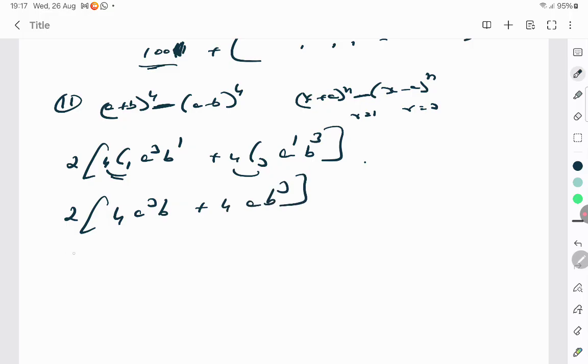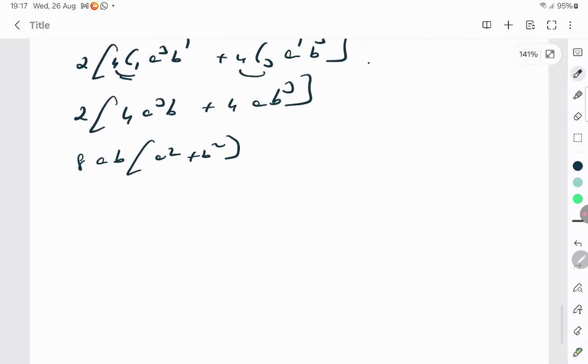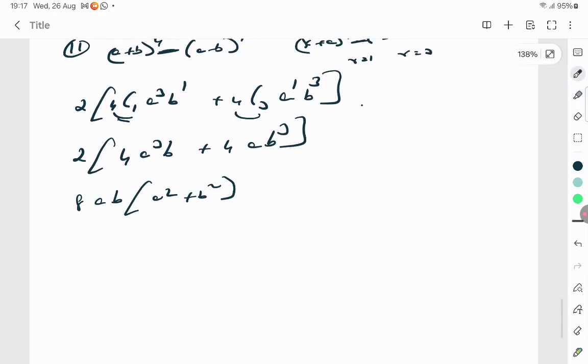So 4 is also common. 4 2s are 8. And ab is also common. So you have a square plus b square or something like that, right? Just check your book back answer after that. Okay, so let's do the same sum. So I'm sure you understood. They are asking for using this. Hence evaluate. Hence means using that, evaluate.